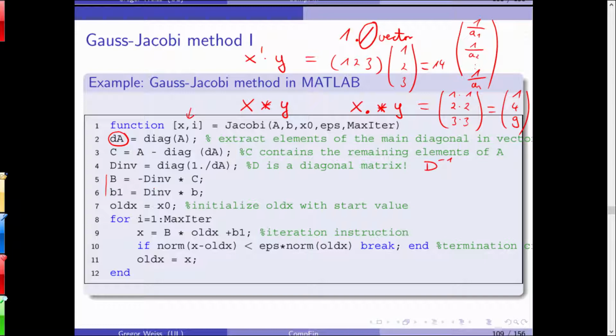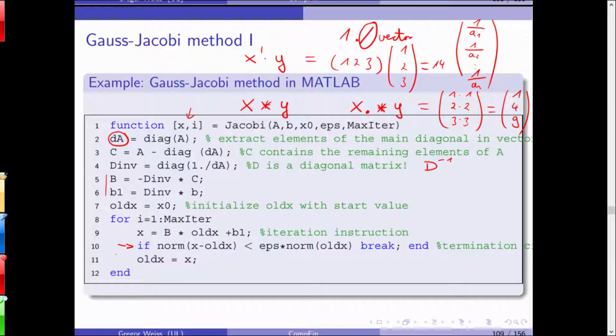So x equals b times old x plus b1. This is the iteration. And then at some point we have to stop. If the norm of x minus the old x is smaller than epsilon times the norm of the old x, break. And then we go out. Old x equals x. What does it mean?